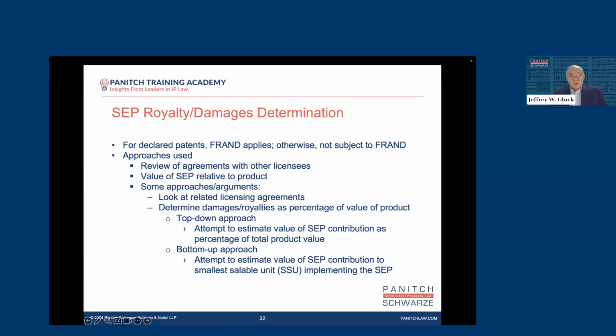And another approach, which has been argued a lot in the standards essential patent arena, has been determining damages or royalties as a percentage of the value of a product. Now, there are two approaches here, and I'm going to say these are also part of the Georgia-Pacific factors, but I'm going to couch them slightly differently. One is called the top-down approach, which is that you attempt to estimate the value of the standard, the SEP contribution, as a percentage of the total product value.